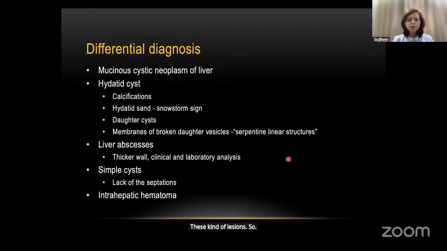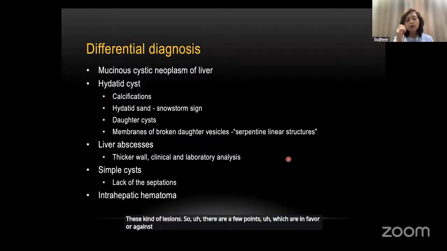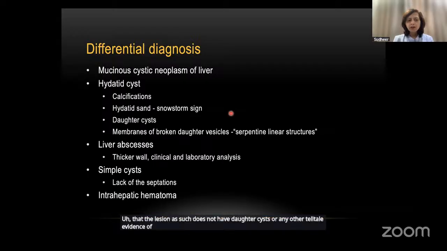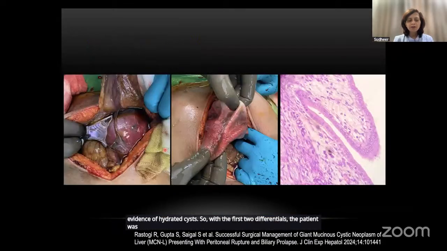So there are few points which are in favor or against hydatid. The point in favor is presence of IHBR dilatation and intraductal membranes, while the points against may be that the lesion as such does not have daughter cyst or any other telltale evidence of hydatid cyst. So with the first two differentials, the patient was taken in OT and was resected. And this came out to be MCN.